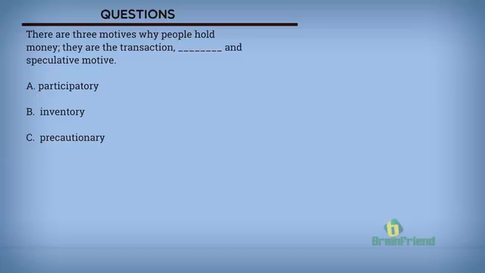Let's take our question. There are three motives why people hold money. There are the transaction, dash, and speculative motive. Is it A, participatory, B, inventory, or C, precautionary motive? What is the answer?